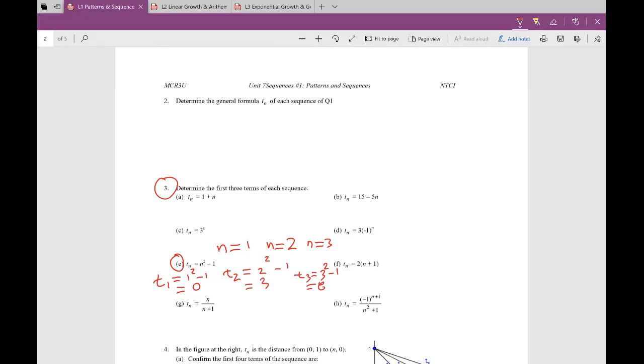So if you were to look at that sequence, what would it be? The first term was 0. The second term would be 3. And the third term would be 8. So this is the kind of generalization that we're looking at. So for question 3, I do recommend you try to practice going through it. And hopefully you're going to notice something.